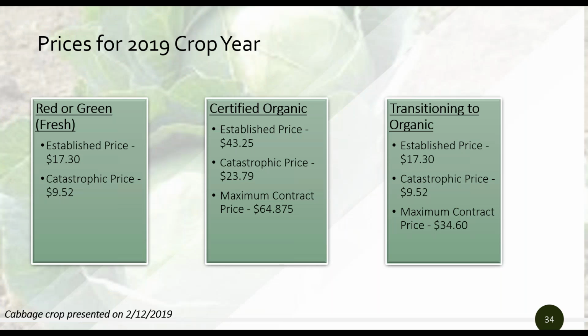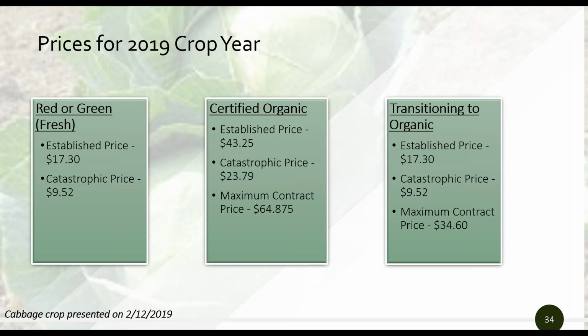Prices for the 2019 crop year. Now, as far as prices go, the policy says you may select only one price selection for all the cabbage in the county insured under the policy, unless the special provisions provide different price elections by type. In that case, you can select only one price selection for each cabbage type.